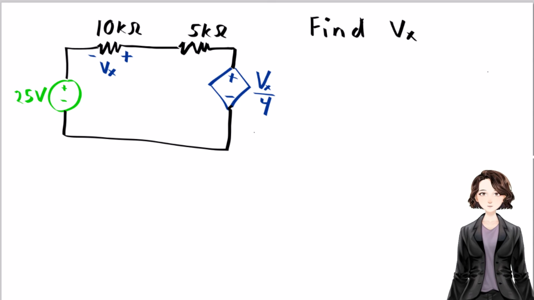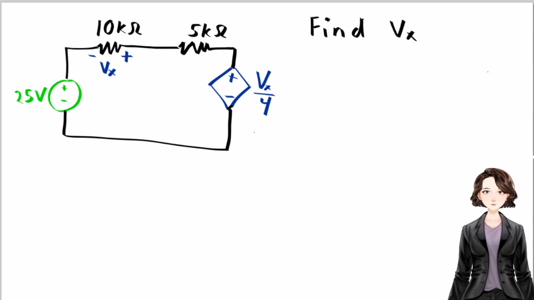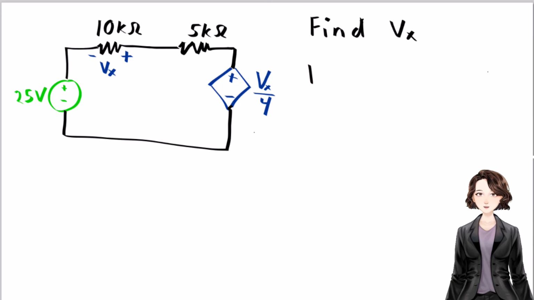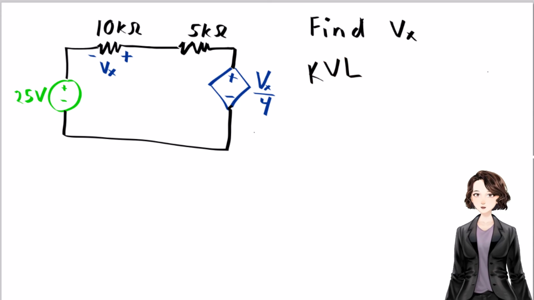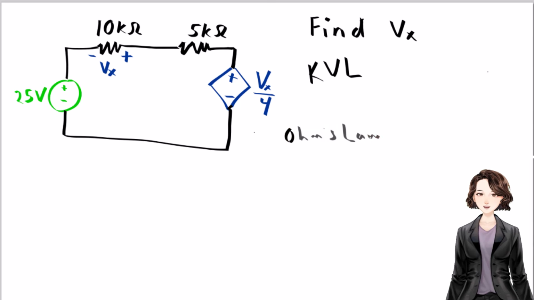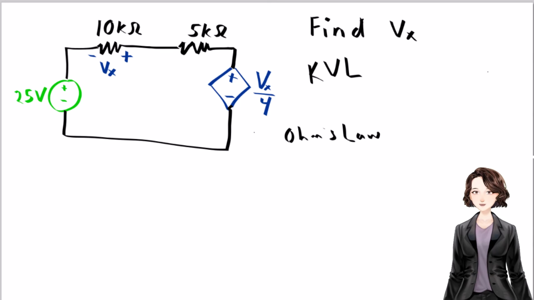Well, we have one loop shown here. So we can do the voltage around that, which is KVL, Kirchhoff's voltage law. And we also have some resistors, so we may be using Ohm's law. So I'm going to write this down here. And we want to use these two different rules and try to make some equations and form this into a math equation. So what we're going to do first is go around KVL.